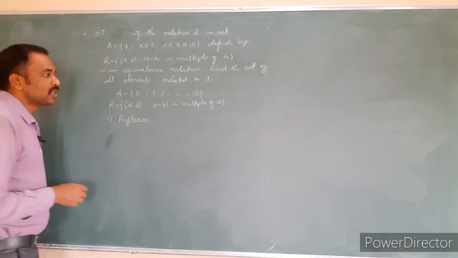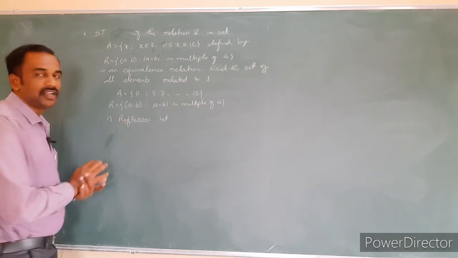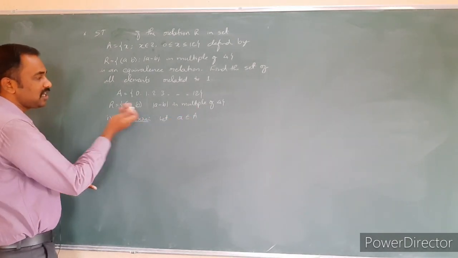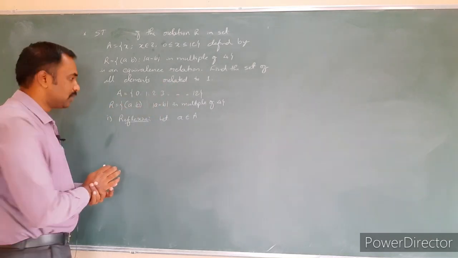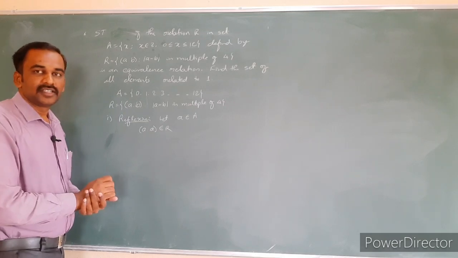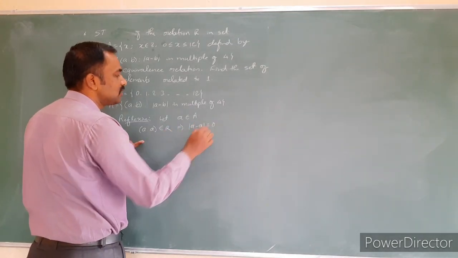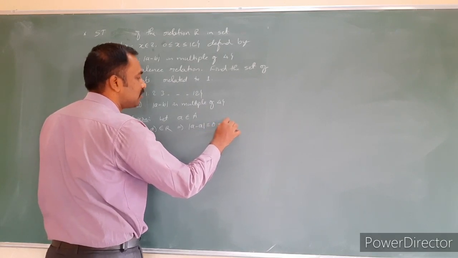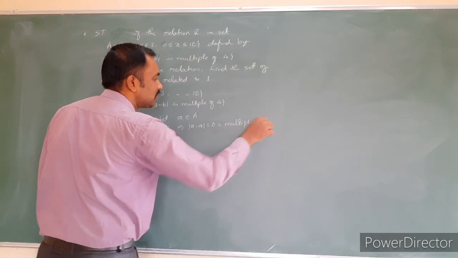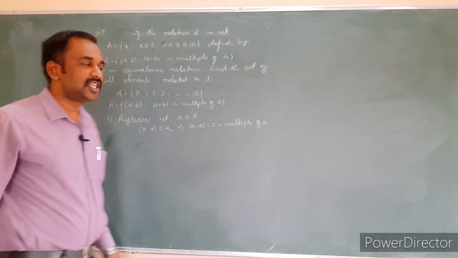What is reflexive? Let a be any element belonging to the given set A. This a might be any number. Do we have (a, a) present in the relation R? Here |a − a| becomes 0. Can I say that 0 is a multiple of 4? Which means, can I express 0 in terms of multiples of 4?